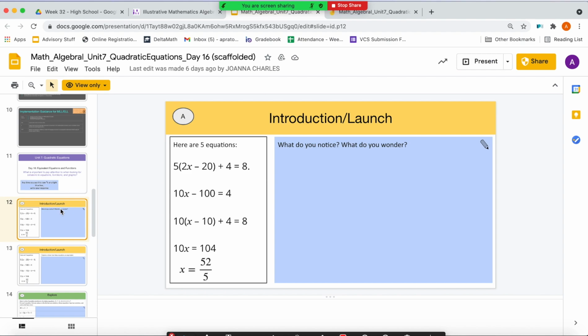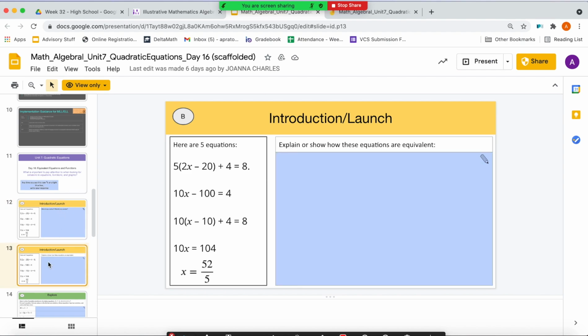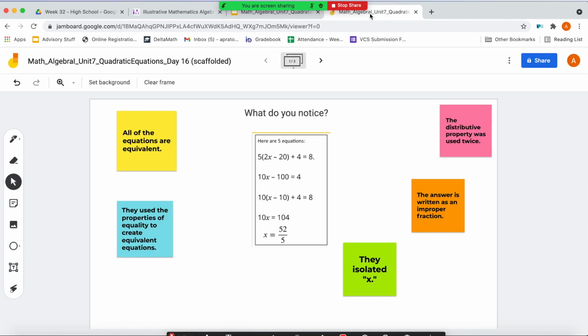First, there's a Notice and Wonder piece, and then there's a space for students to explain or show how these equations are equivalent. The purpose of this discussion is to remind students of some standard moves for rearranging linear equations. And this is going to set them up for success when they work with quadratic equations. So you really want to emphasize the different moves that were taken.